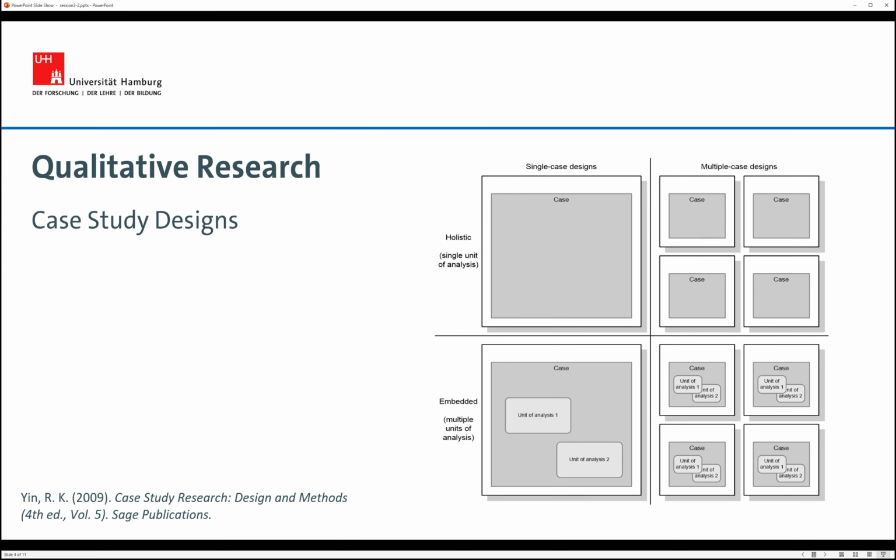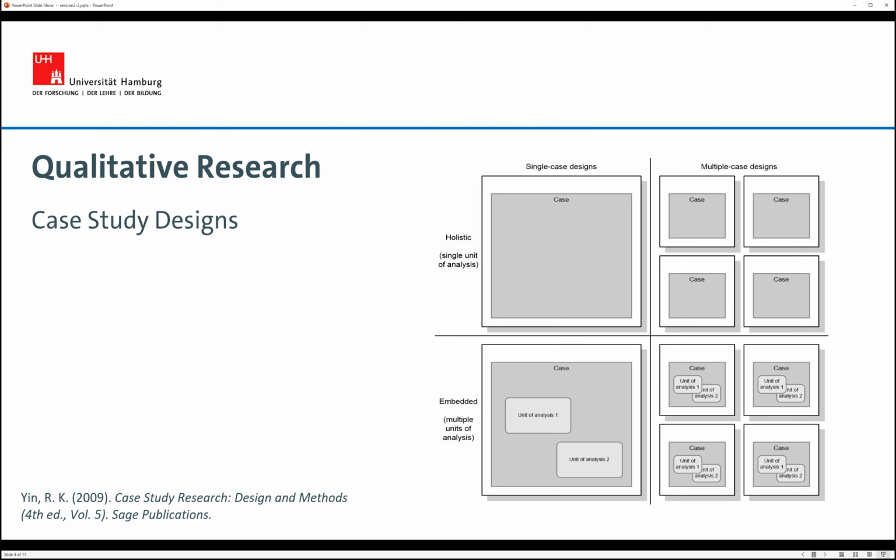On the upper left in this quadrant, you'll see a single case holistic design, where the case, whatever that might be, very often it's the organization, is also the unit of analysis. So, for example, our case could be about Edeka Digital, so the organization that looks after information technology for a large retail company.